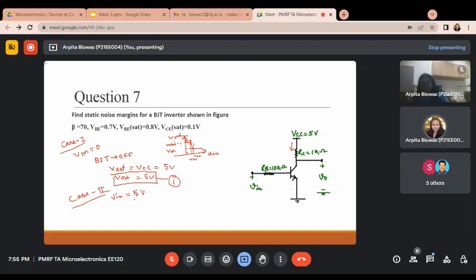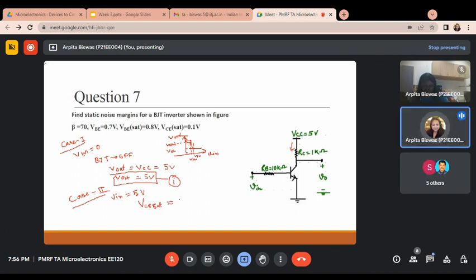Now tell me, what is the value of V output? If V input is 5 volt, V output is nearly zero, but it is not proper zero. Okay. In that condition, the BJT is in the saturation mode. So V CE sat, CE saturation, 0.1 volt.